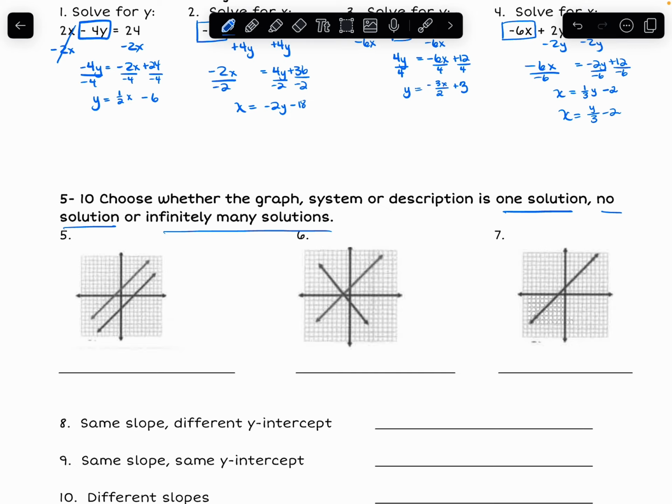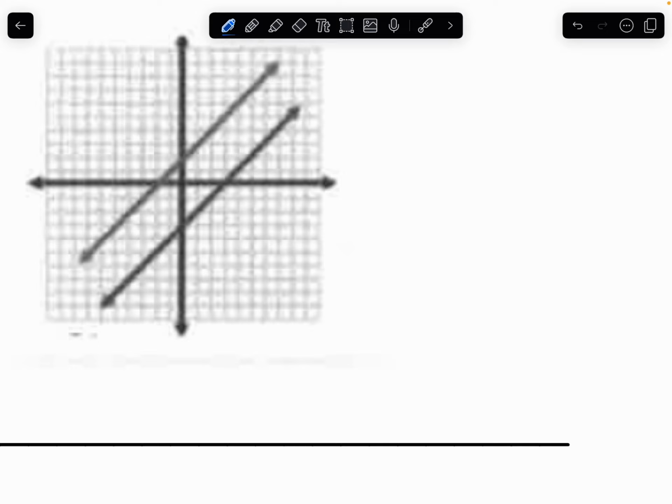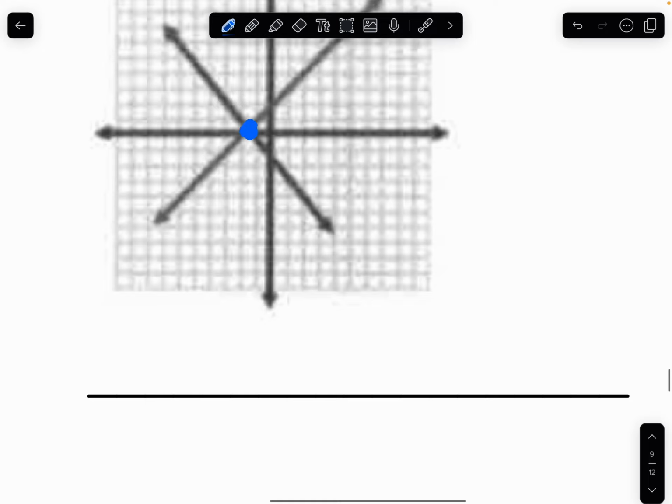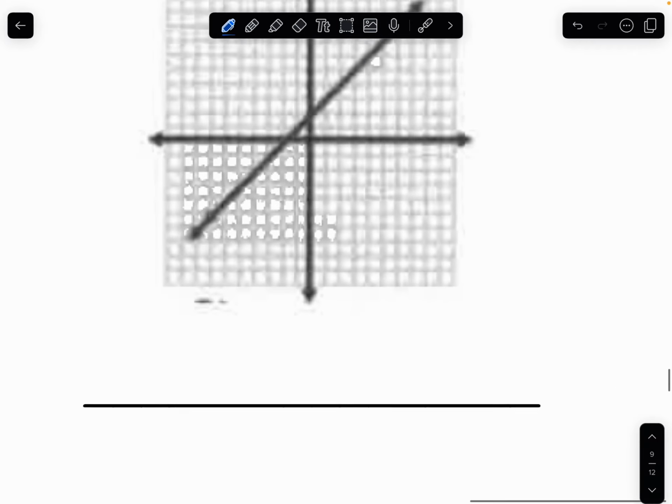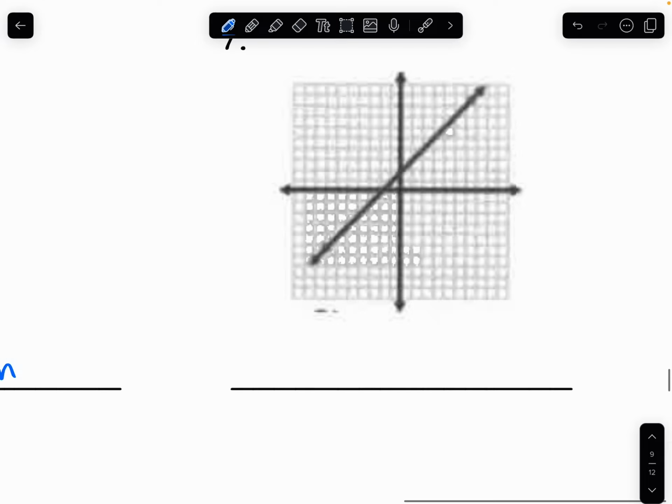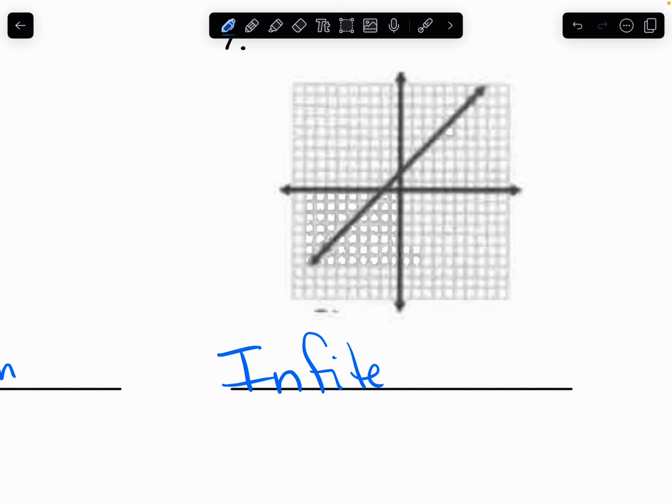Okay, so this first one, do they ever run into each other? No, they don't. So that means that it's no solution. This next one, they run into each other at one spot, so that means it's one solution. This one, these are two lines on top of each other, so this is infinite. Oh, I can't spell today. Infinite solutions.